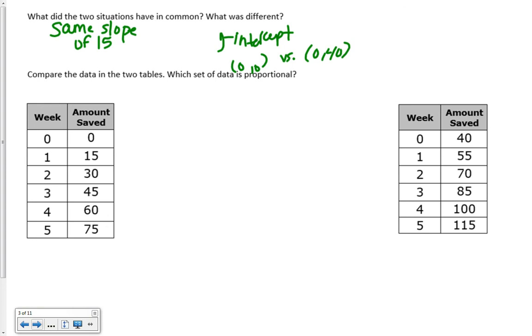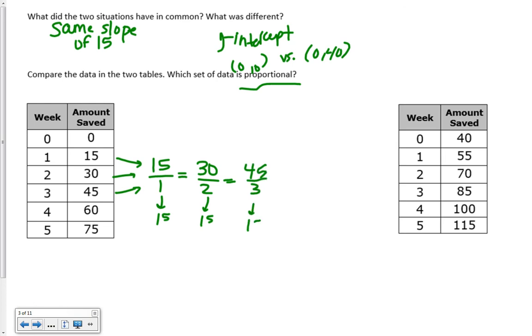So now let's look at their tables and see kind of what happens here. Let's compare the data in the two tables. Which set of data is proportional? Y'all remember that proportional means that the fractions simplify to the same thing. And so proportions are when you set two fractions equal to each other, right? So let's just take some of the data points out of Christine's. I'm going to put the y, 15, over the x, 1, okay? That should be the same as the next one, y over x. And it is, right? This simplifies to 15. This simplifies to 15. If I keep going, if I do 45 over 3, that still simplifies to 15. So I know that this one is proportional.